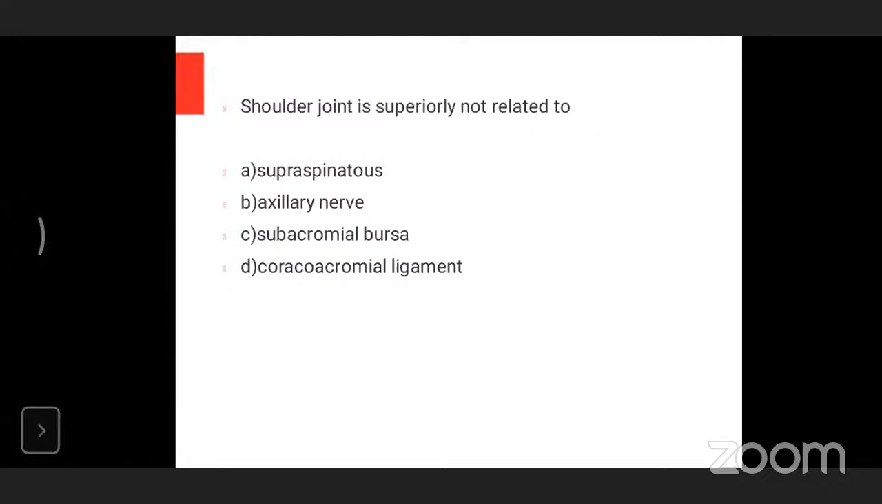Next question. The shoulder joint is superiorly not related to: the options are supraspinatus, axillary nerve, subacromial bursa, and coracoacromial ligament.